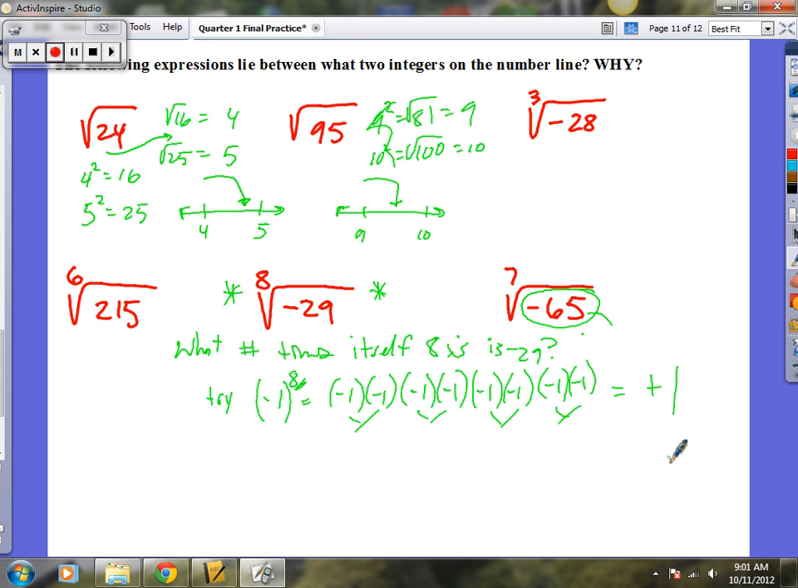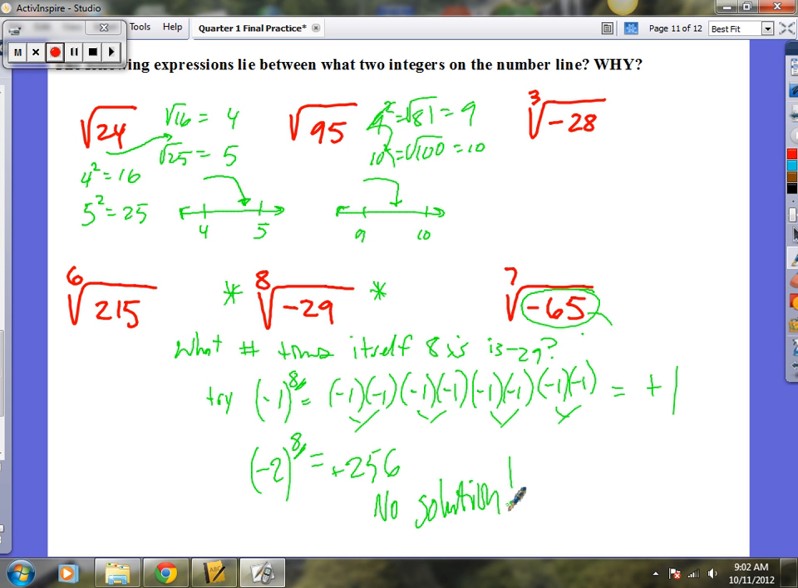And no matter what I choose, if I choose negative 2 to the 8th power on my calculator, that's a positive 256. It's always going to be positive because the exponent is even. That means I have an even amount of factors, so all my negatives are going to be paired up and turn into positives. So this is a trick question. There is no solution.